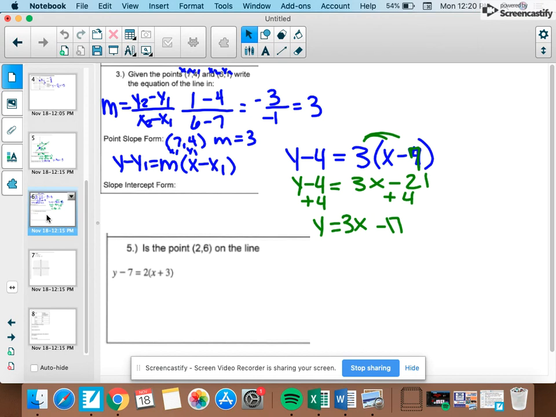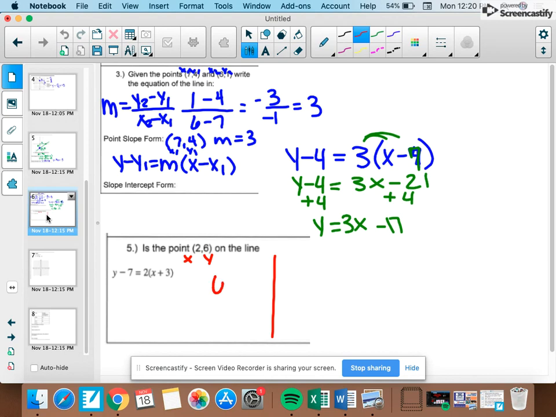The next problem says, is the point 2, 6 on the line? So remember, they give us the line, so I can't change any numbers they give us. So that's just going to be x and y. So I'm going to plug in on each side of the equation and just see if they are equal. So I'm going to do 6 minus 7, and then 2 times 2 plus 3.